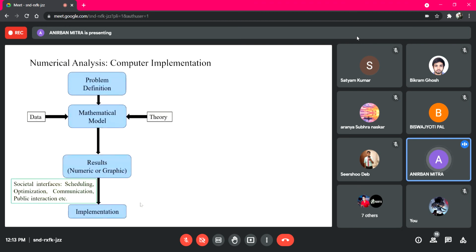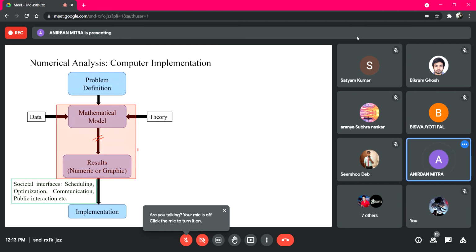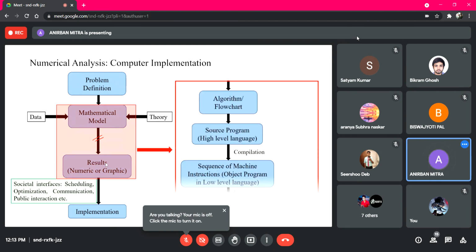Let us come back to this graphical representation of how we go from the problem definition to its implementation. As already mentioned, we are basically interested in the solution part. That means how we obtain the solution, go from the mathematical model to the results. And that is where the computer can help us. How can we implement this in a computer?